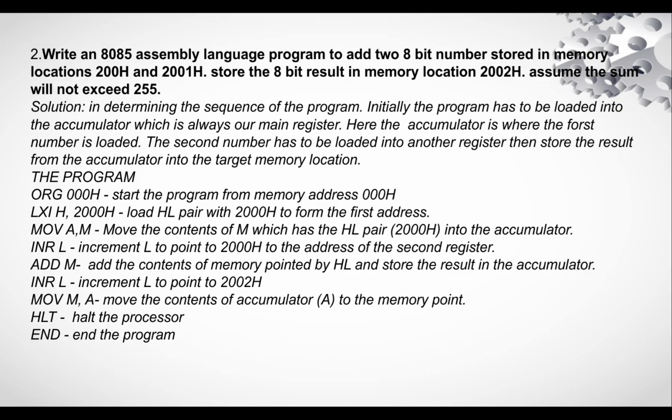Then I'll have to load the accumulator, which is our main register, with the first number, because if you look at the first number, I'll load it to my accumulator. Then the second number, I'll load it to another address, and then I'll have to store the results in the accumulator as I wait to store it into the target memory location.